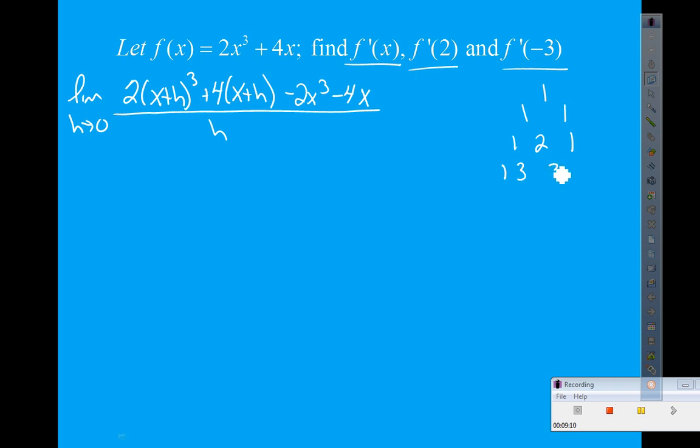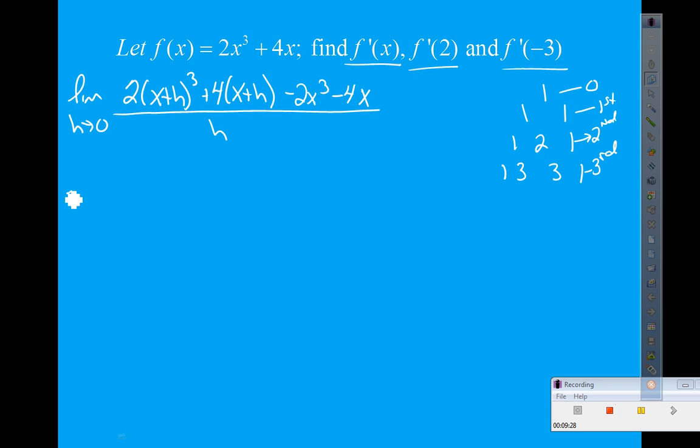And I'm going to go to there. It's a shortcut for multiplying out a binomial. These are the coefficients if it's to the 0 power. These are the coefficients if I take x plus h to the first. These are the coefficients if I take x plus h to the second. These are the coefficients if I take it to the third power.